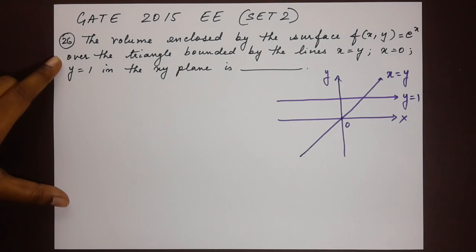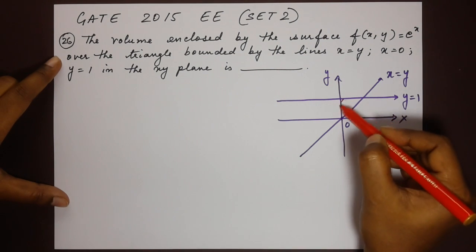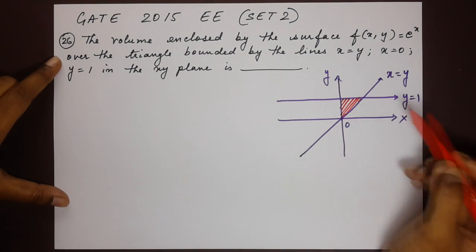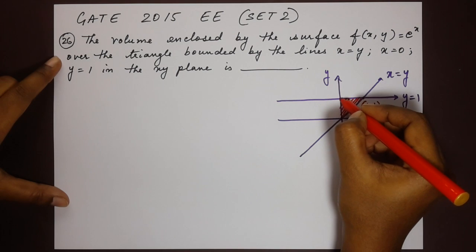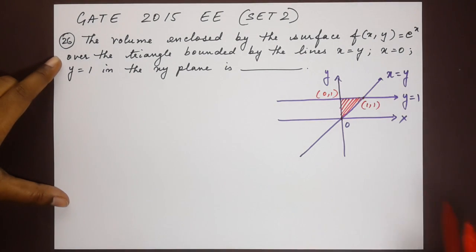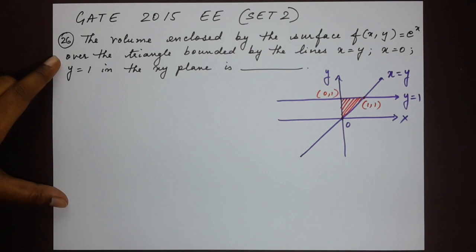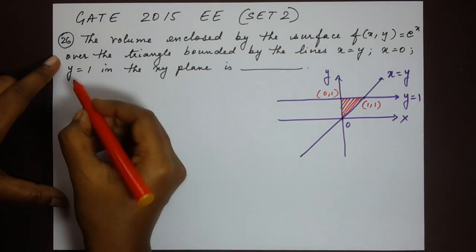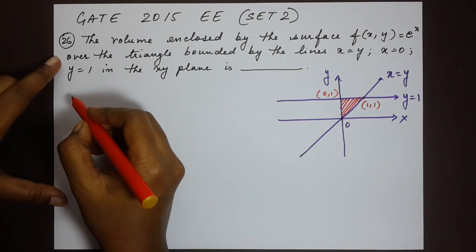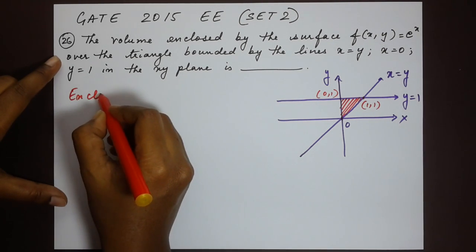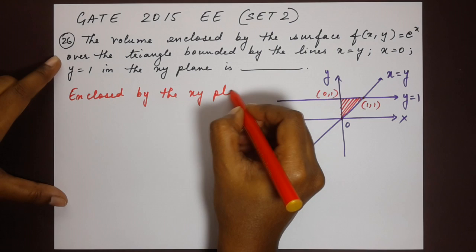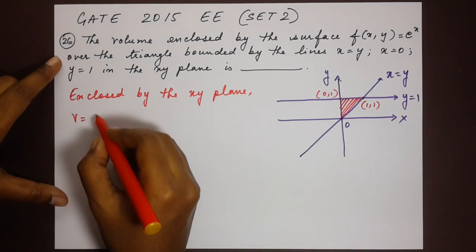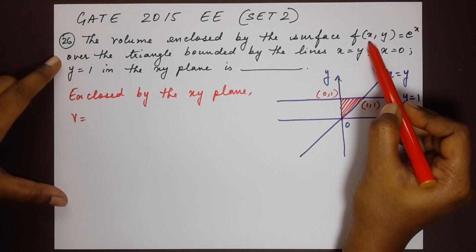Y equals 1. So the volume enclosed by the surface over the triangle bounded by the lines. So they are talking about this triangle here. This point is 1, 1. We have our origin, and then this point would be 0, 1. So enclosed in the xy plane, we would write an expression for the volume enclosed by the xy plane.